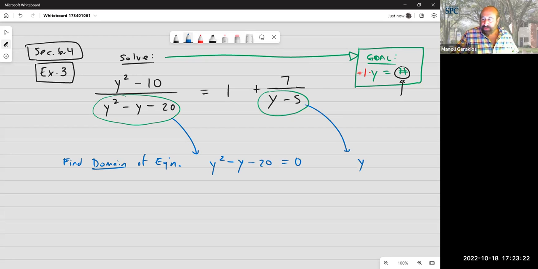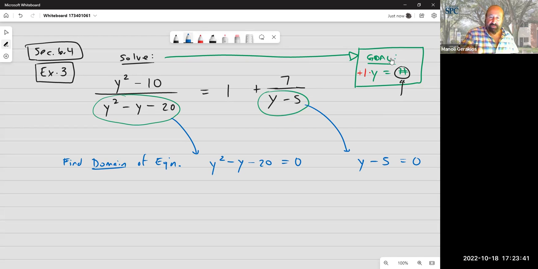I set each denominator that contains a variable equal to 0 because I'm worried about values of y that would cause the entire denominator expression to become 0. So we set each denominator equal to 0, and now we solve these resulting equations.